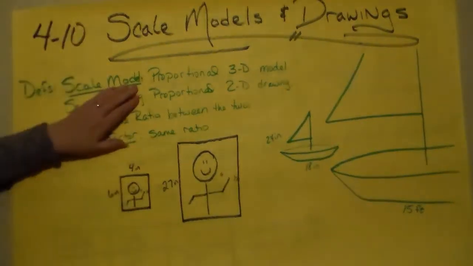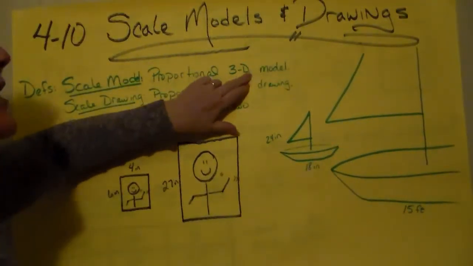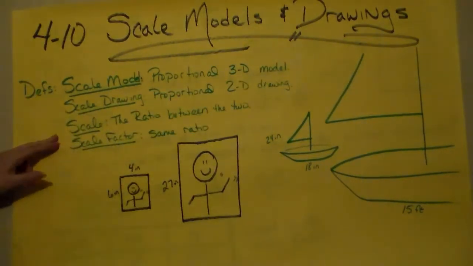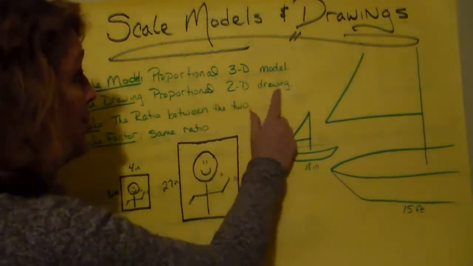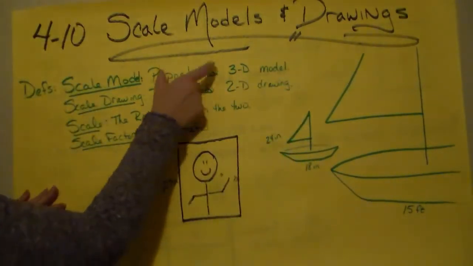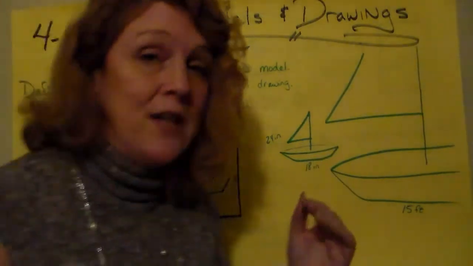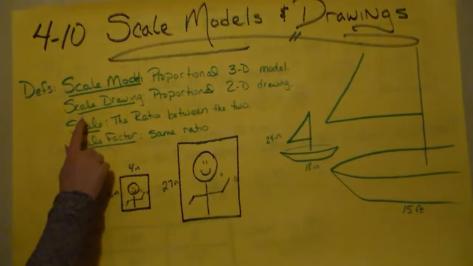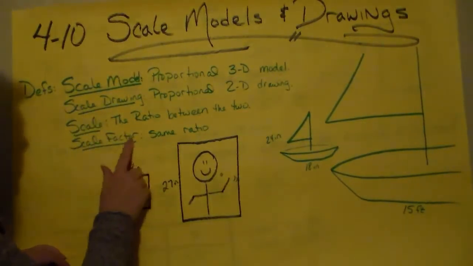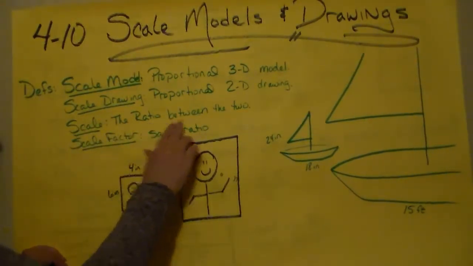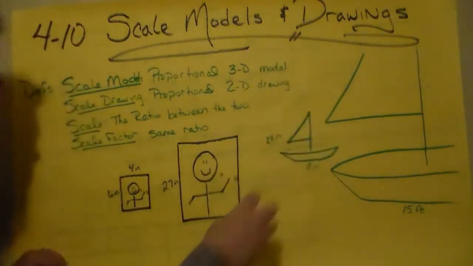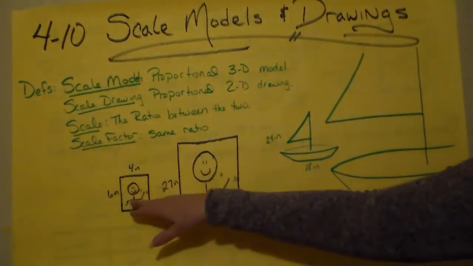First, a scale model is a proportional, three-dimensional model of something. Usually it's smaller. A scale drawing is a proportional, two-dimensional drawing of something, but both words proportional are really important, and that's why they're in this chapter, because it's all about proportions. The scale and the scale factor, this is the ratio between the two, the drawing or model and the actual object. So for example here, we've got a photograph.